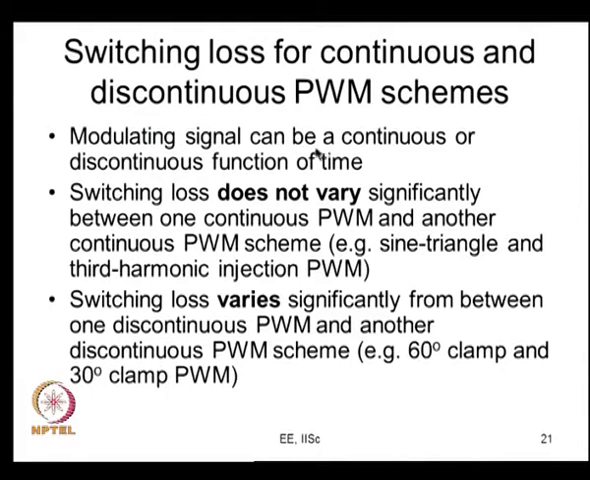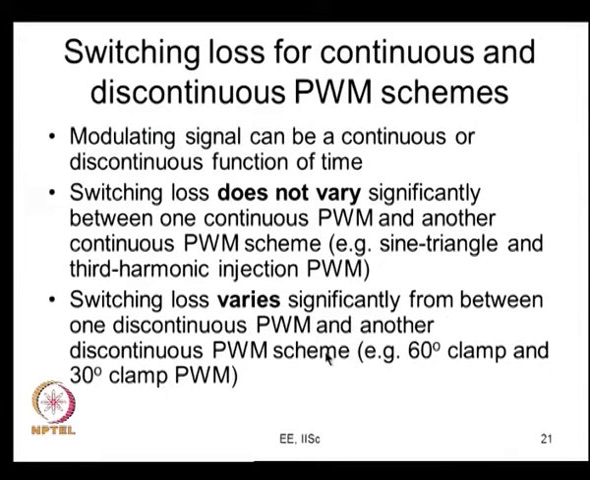So, let us say that modulating signals, now from continuous let us go into discontinuous PWM. In case of continuous, the modulating signal is a continuous function of time, otherwise it could be a discontinuous function of time. As we have seen before, switching loss does not vary significantly between one continuous PWM and another continuous PWM scheme. Example, sine triangle PWM and third harmonic injection PWM. This is what we just saw a while back. However, if we are considering discontinuous PWM, for example 60° clamp PWM and 30° clamp PWM, the switching loss would vary significantly between these methods.